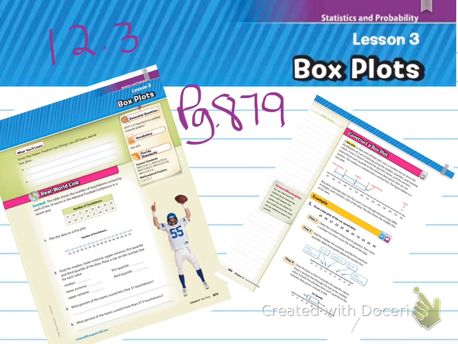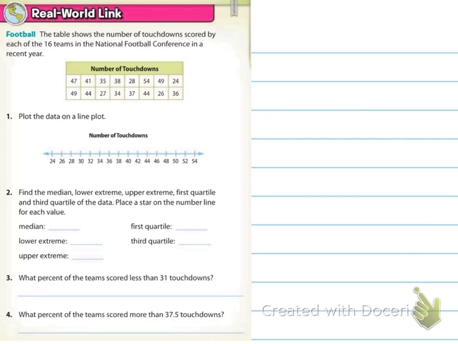Okay guys, just when you thought you were done with the quartiles, they're back! Alright, this is 12.3 box plots, and they used to be called box and whisker plots, so we call them box plots for short. And this starts on page 879.